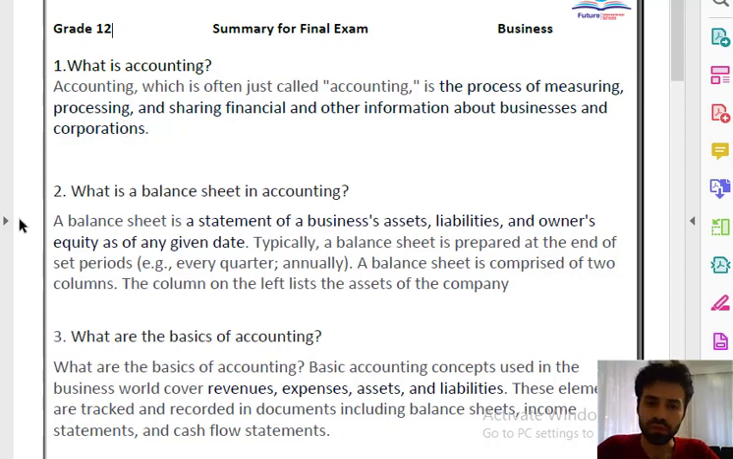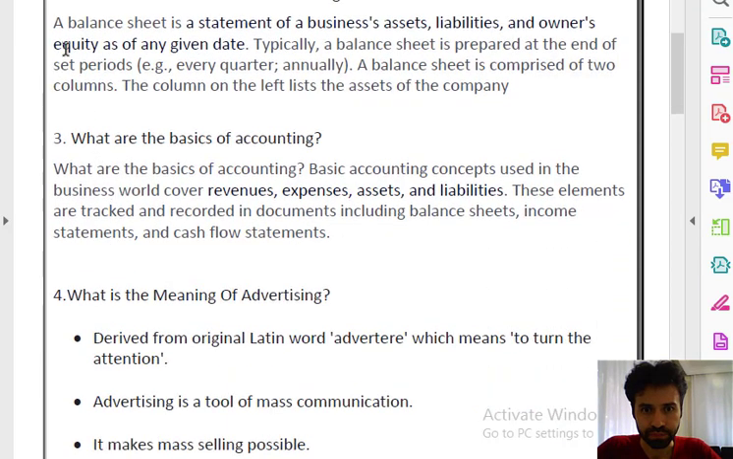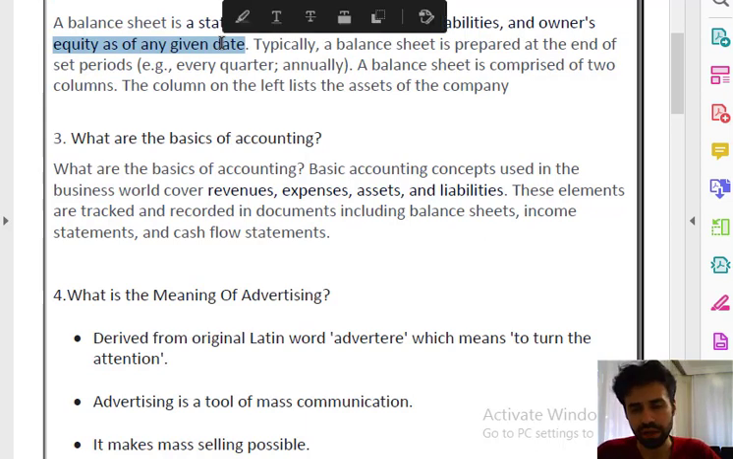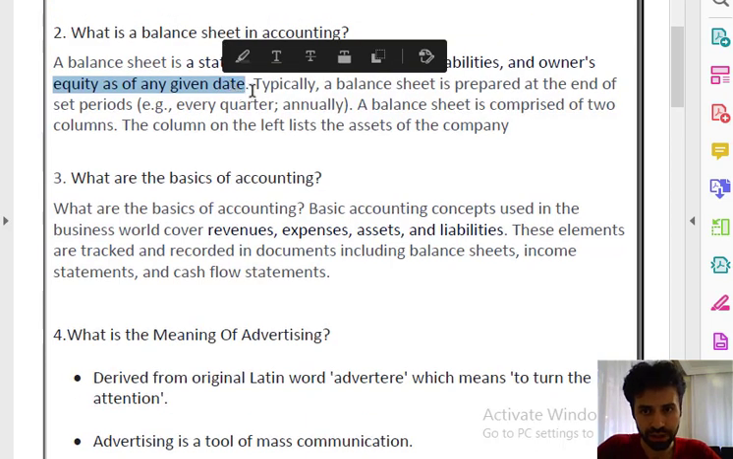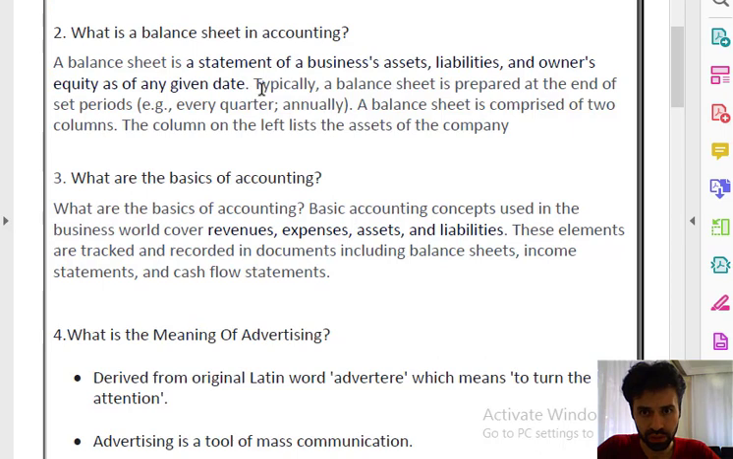So question number 2 is asking about the balance sheet. What is a balance sheet in accounting? A balance sheet is a statement of a business's assets, liabilities and owners' equity as of any given date. It can be for a period of 3 months, 6 months, 1 year. It's basically based on the period that the manager and the boss want.